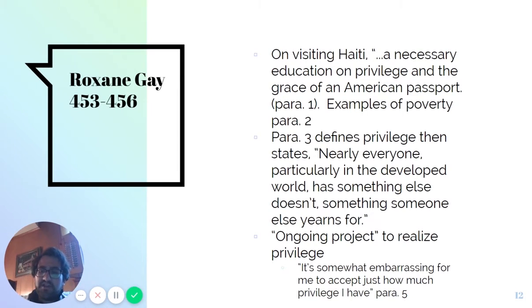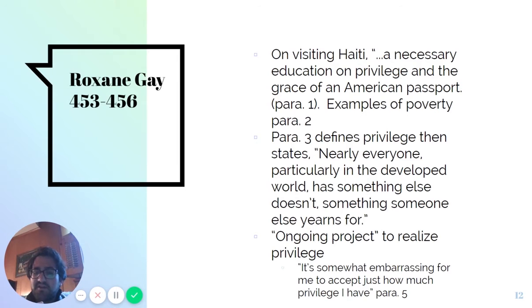In paragraph 3, she defines privilege and then states, quote, "nearly everyone, particularly in the developed world, has something someone else doesn't, something someone else yearns for." And that's the interesting way she defines privilege: I have something that you don't have, and you have something that I don't have. And each of those haves and have nots means that we have a type of privilege over one another. And she defines privilege as this ongoing project, how she personally is going to try and recover an understanding of the privileges she has.